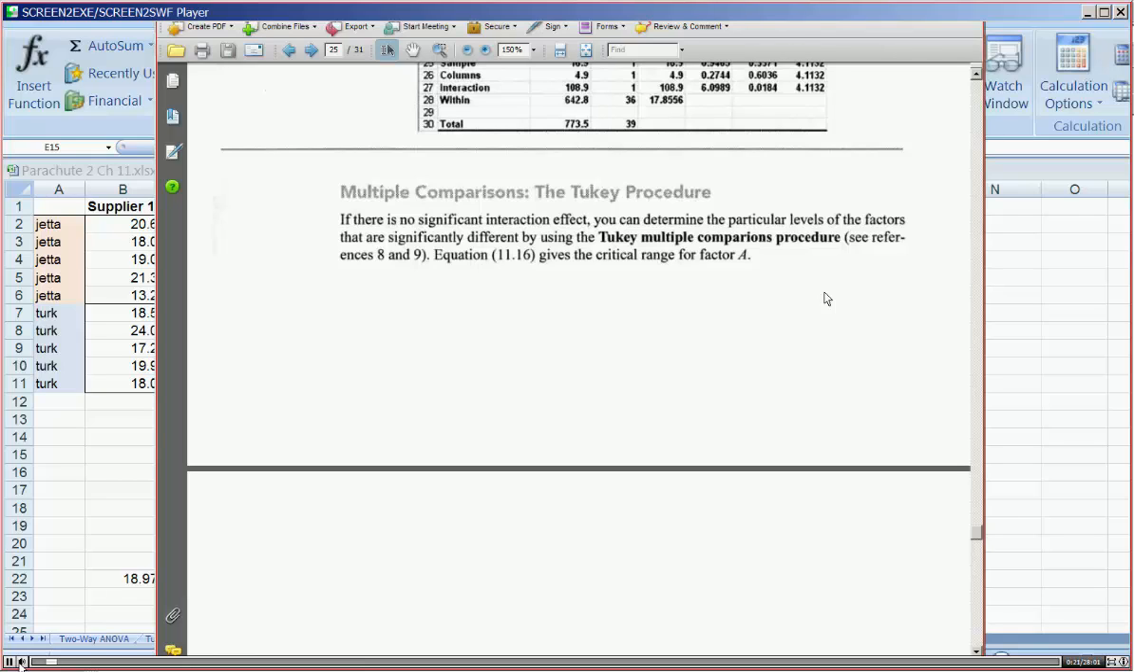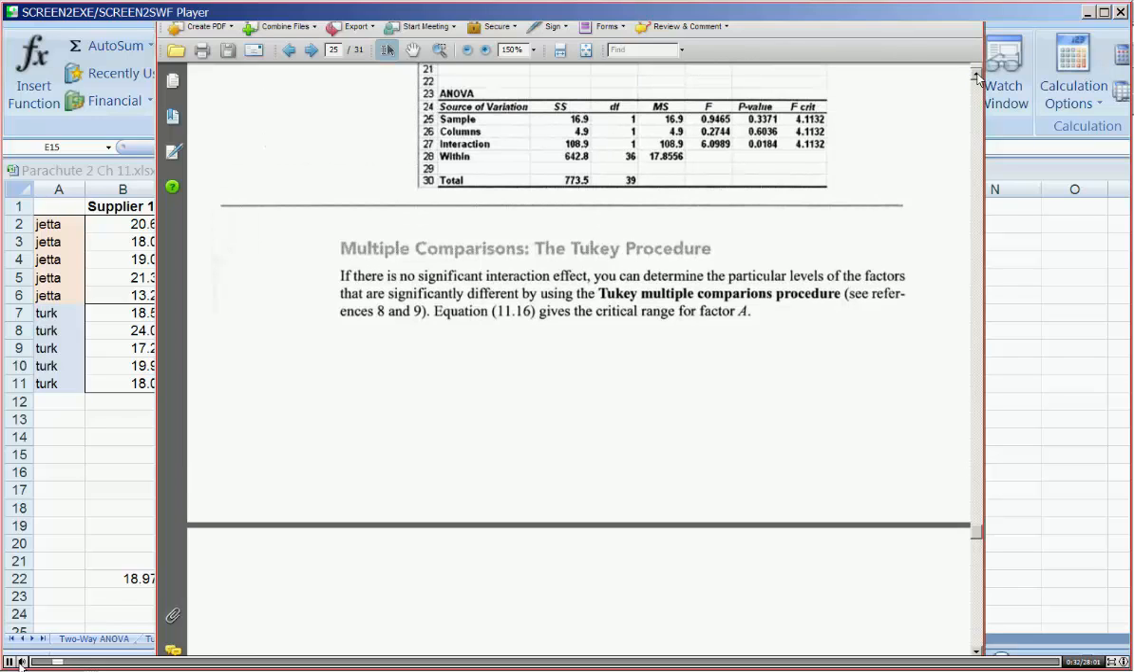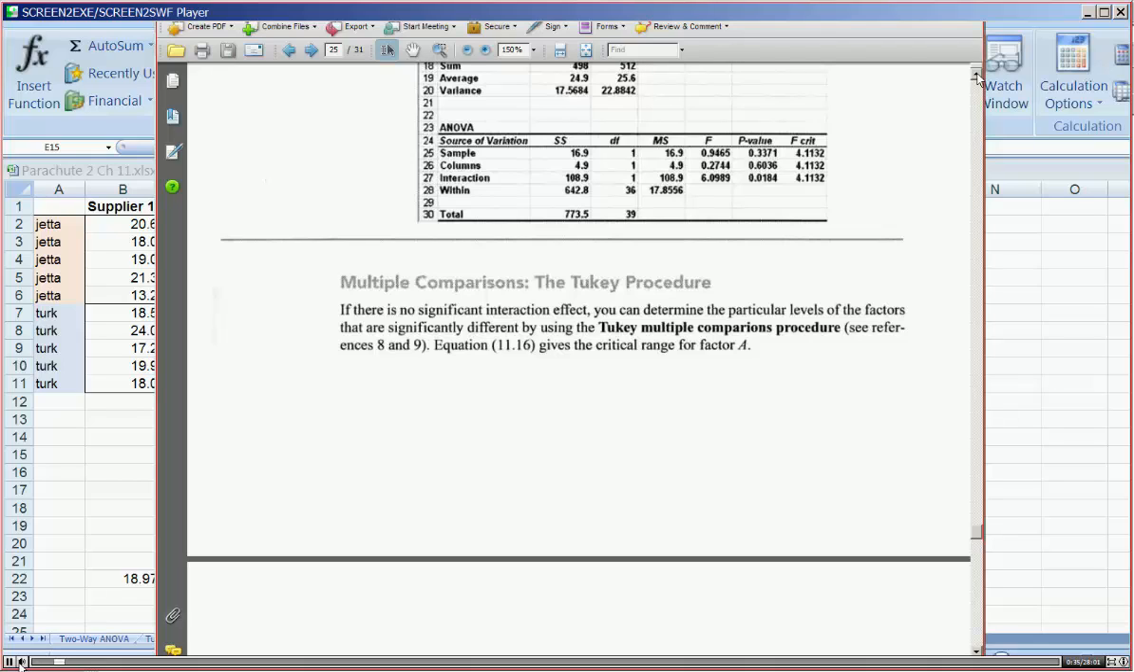So we had 2 factors there, and the conclusion of the analysis was that factor B, the suppliers of the parachutes, was a significant factor influencing the tensile strengths of the parachutes. When this happens, we are directed to conduct what is called a post hoc analysis, a multiple comparison procedure.